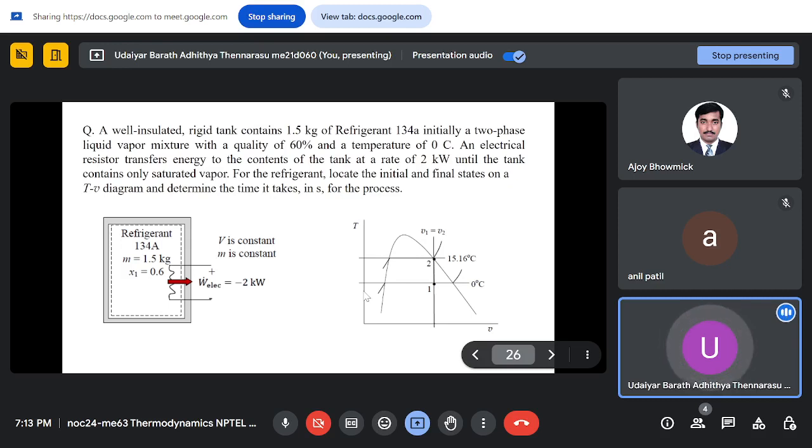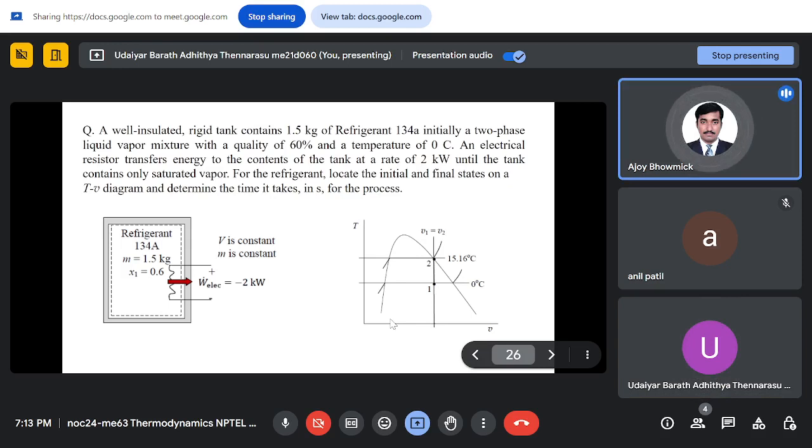So this is similar to a problem which we saw previously. This is again a constant volume process. It is initially at 0 degrees Celsius, and you are supplying 2 kilowatts. There we found out... the screen is not showing. Sorry. Okay, now okay.